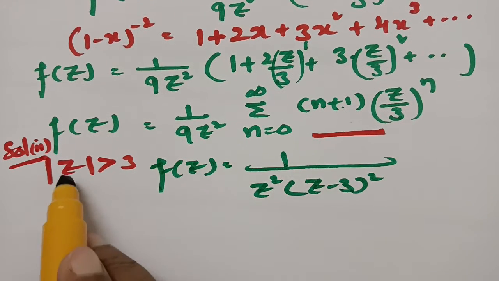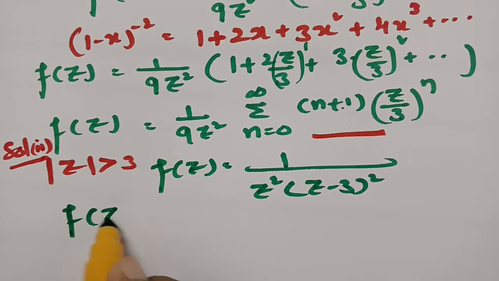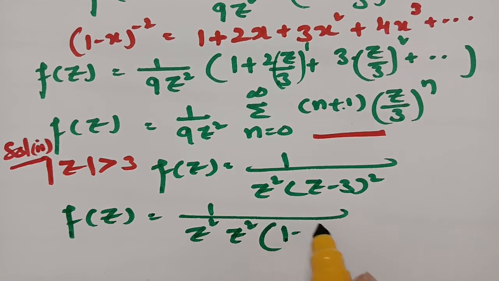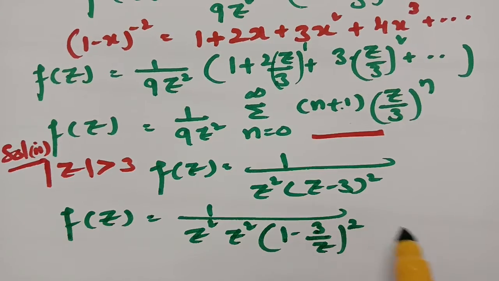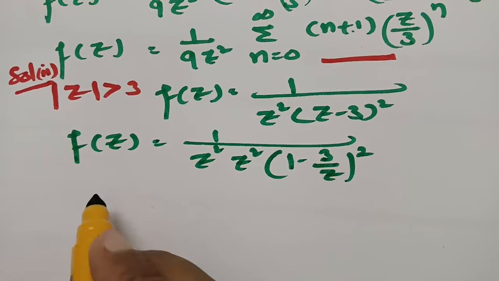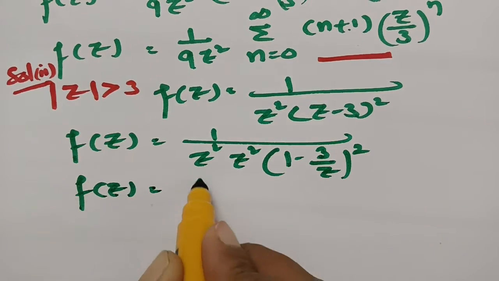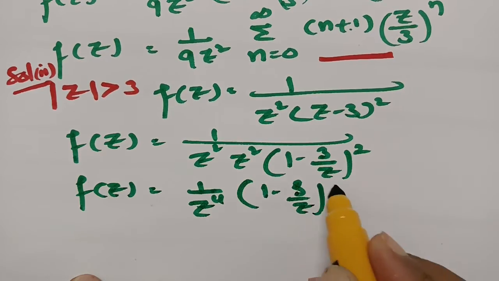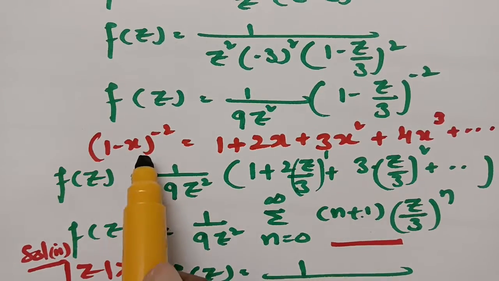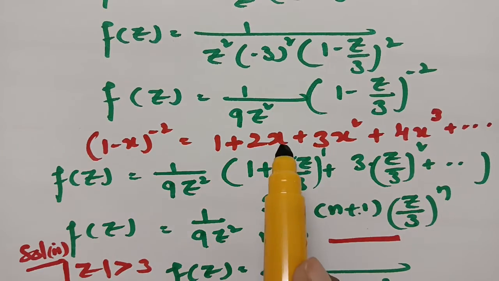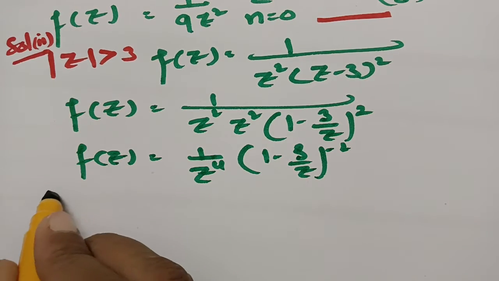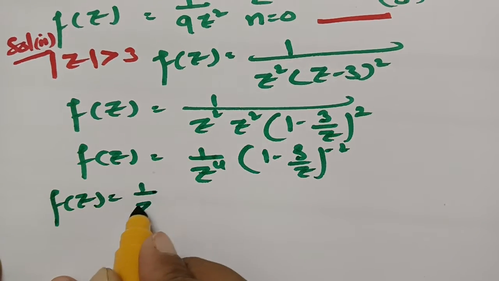If you observe this one, among z and 3, which one is greater? z is greater. So I am taking z common. So f of z is equal to 1 by z square times, if I take z square common, this will be 1 minus 3 by z square. So f of z is equal to 1 by z power 4 into 1 minus 3 by z power minus 2. Again this is of the expansion 1 minus x power minus 2, which is 1 plus 2x plus 3x square plus 4x cube plus and so on.